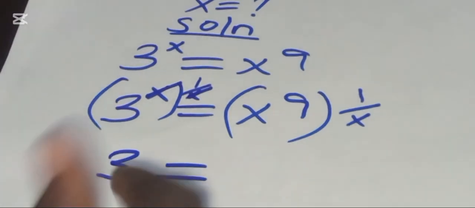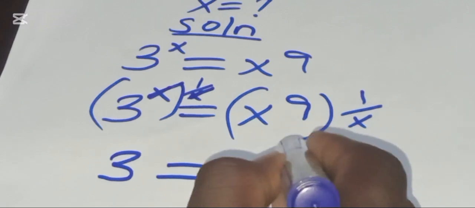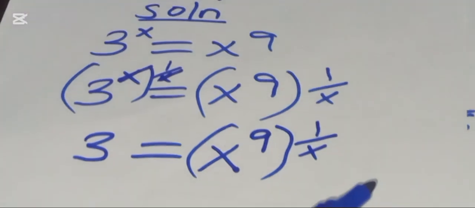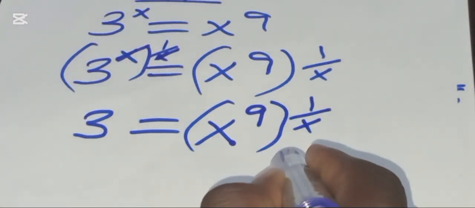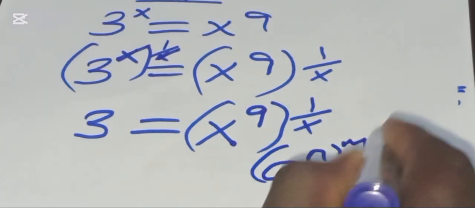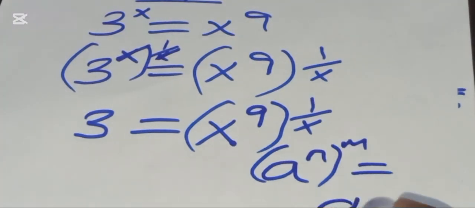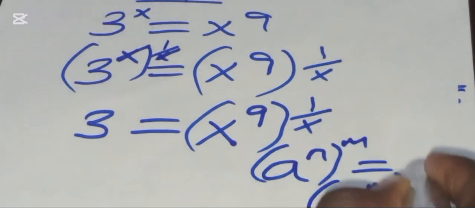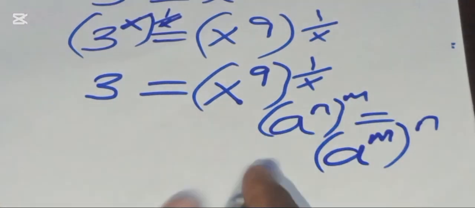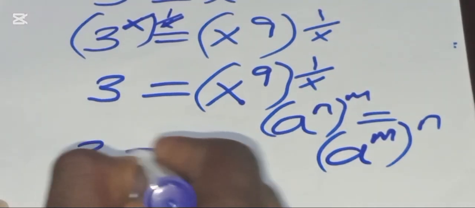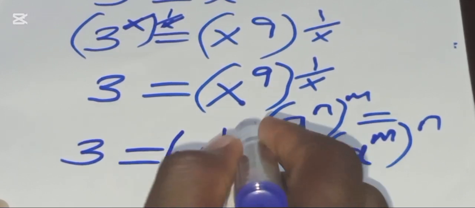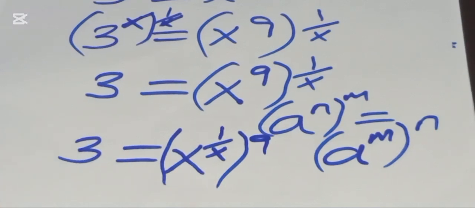This is equal to x raised to power 9. Okay. Multiplying by 1 over x. Okay. Now from what we have here, applying the indices identity, a to power n, okay, raised to power m, this can also be expressed as a to power m raised to power n. Okay. So applying this indices identity, we're going to have 3 is equal to x to power 1 over x raised to power 9. Okay. That's what we have.